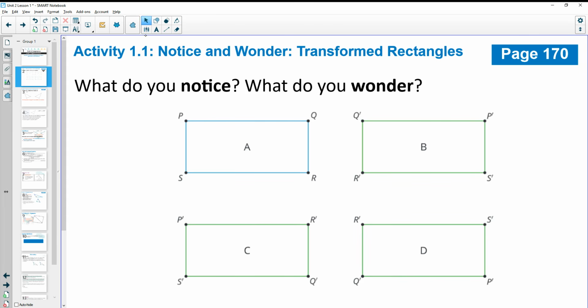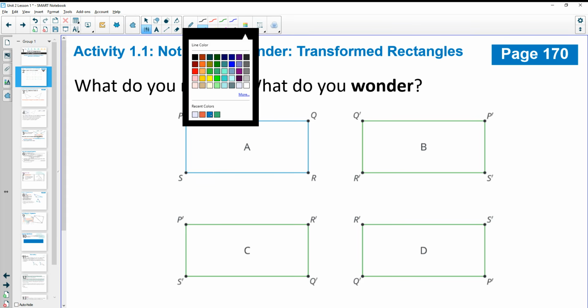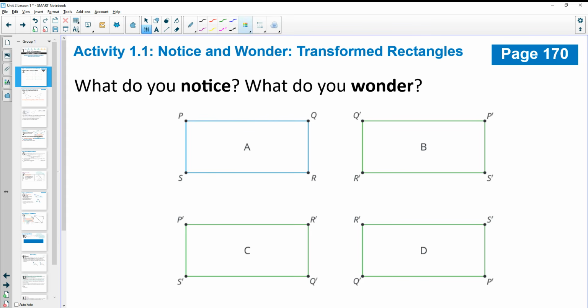So you can notice various things about this. Remember that not everything that I say is all encompassing, so you could have other things. I'll just note a couple things. Maybe you noticed that this was the only blue figure. All the other figures are green. Maybe you noticed these letters in the middle here. Maybe you noticed that this first figure is the only one with just letters. All the rest of them have the primes with them.